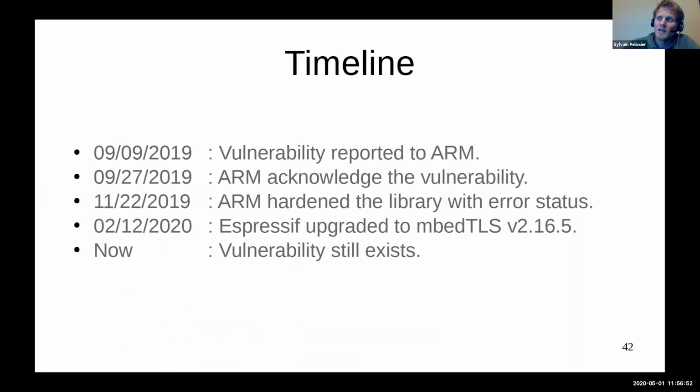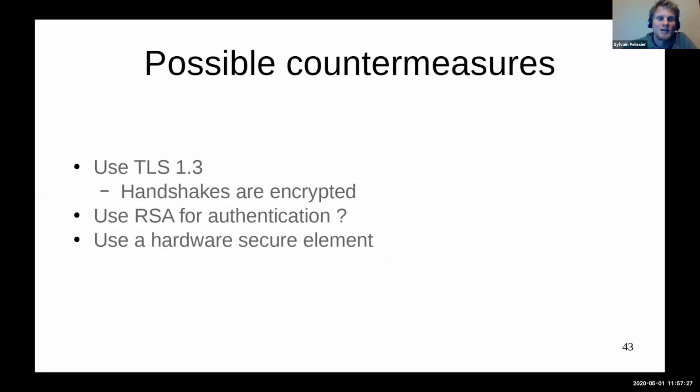To sum up, we reported the vulnerability to ARM in September last year. ARM acknowledged the vulnerability. They hardened the library with the error status in November. And then finally, Espressif upgraded to mbedTLS 2.16.5, meaning that attacking the read binary function as we have presented shouldn't work now, but the vulnerability still exists because the signature is not protected against faults, and you can attack, as I explained before, the function before this one.